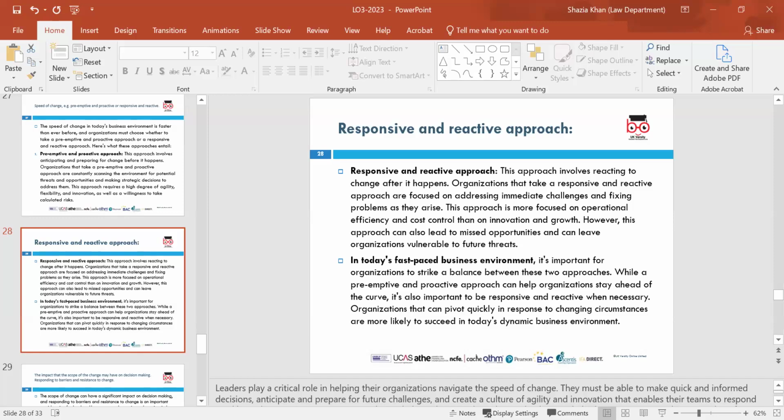While a reactive approach to change management can be effective in managing crises and urgent issues, it has its drawbacks. This often leads to higher stress levels, lower employee morale, and increased resistance to change. So there are advantages and disadvantages to it.